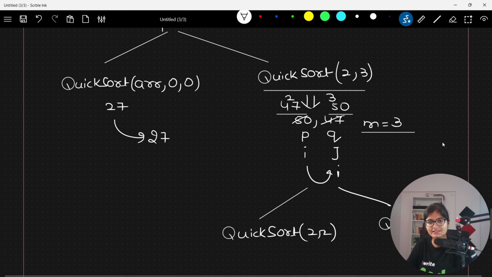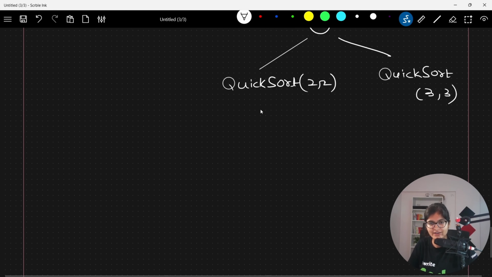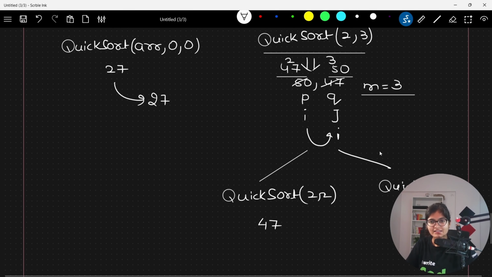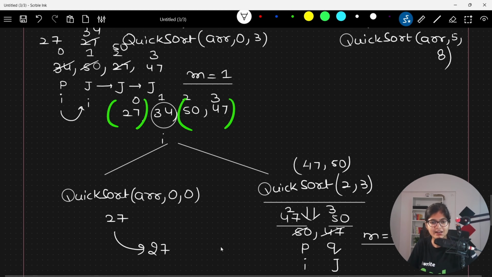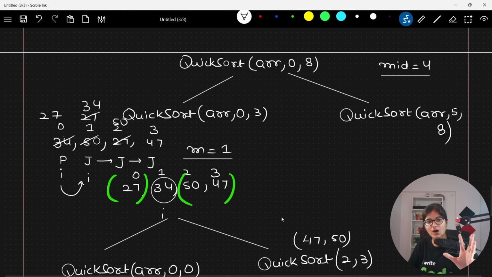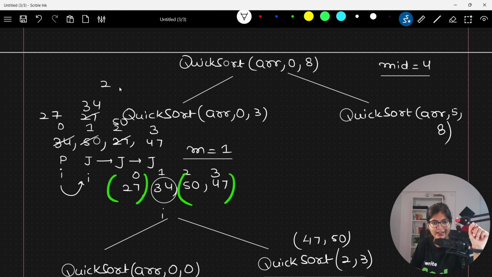So it will simply return the values as 47 and here it will be 50, right? So finally we will be able to get the values as 47, 50, correct? Here it was 27. Now it will go up, up, up, and so on. So finally we will be able to get the value 27 followed by 34 followed by 47 followed by 50, right? Which is actually a sorted array itself.